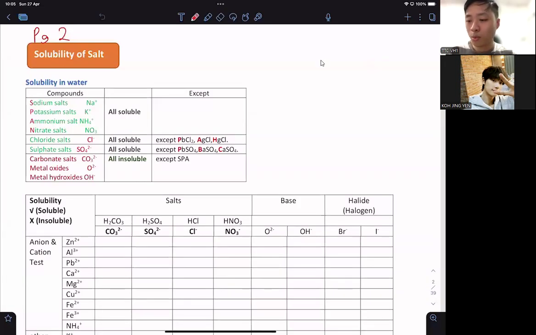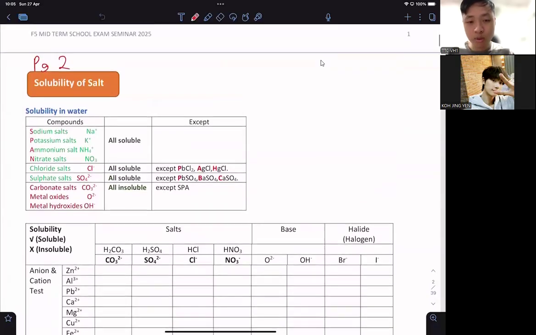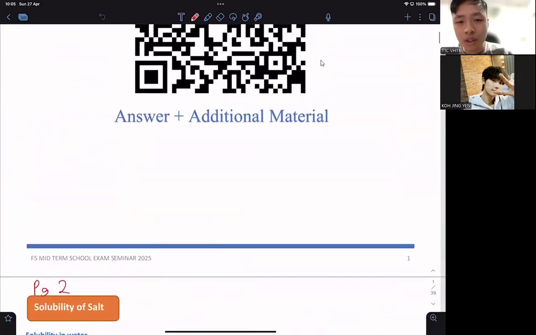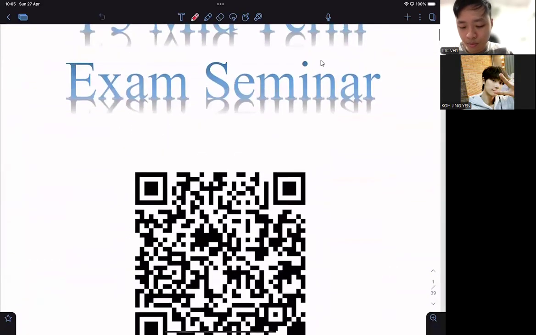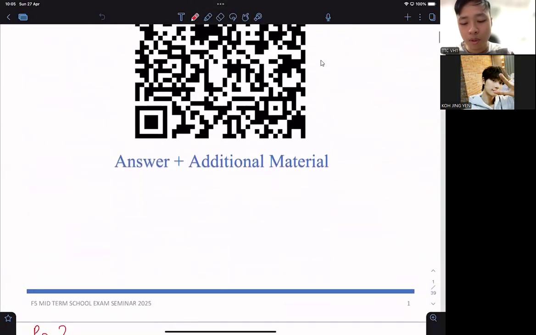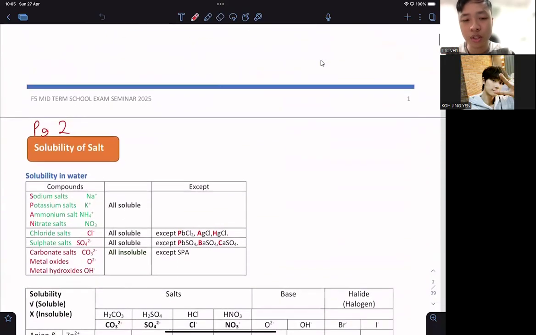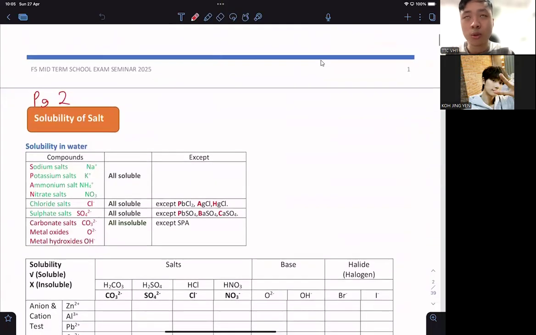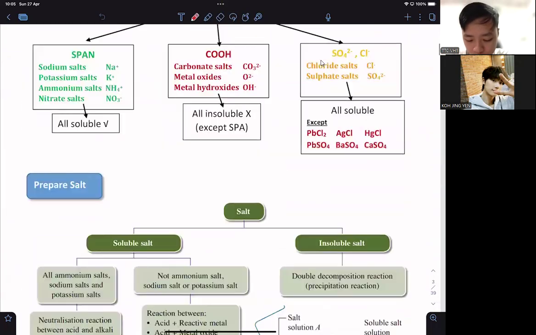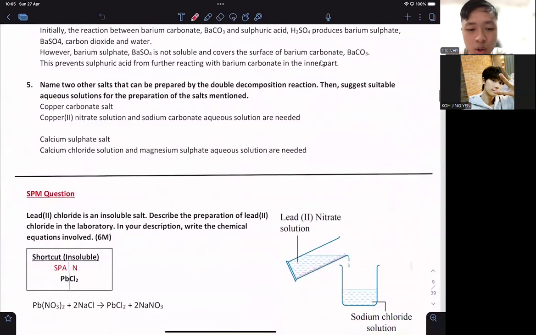So, welcome to the Form 5 seminar. Okay. So, Form 5. In this case, you have received the notes, right? The QR code is the answer, and also some other material. Basically, for this seminar, I teach Form 4, Chapter 6. So I do a bit of exit questions and also, of course, more on the short questions.